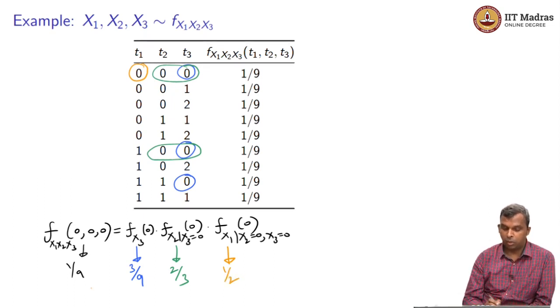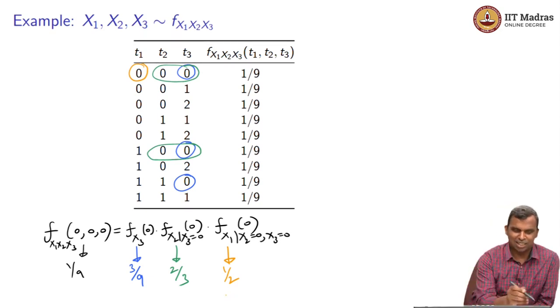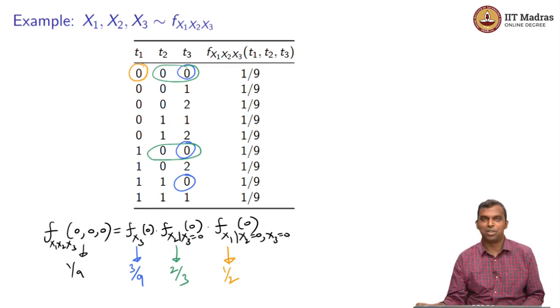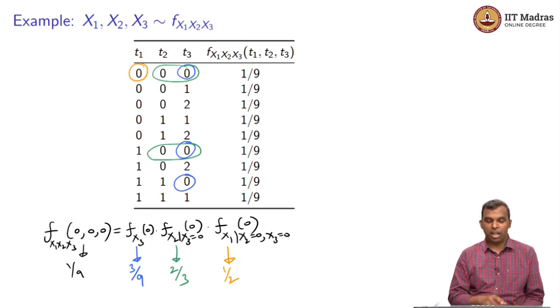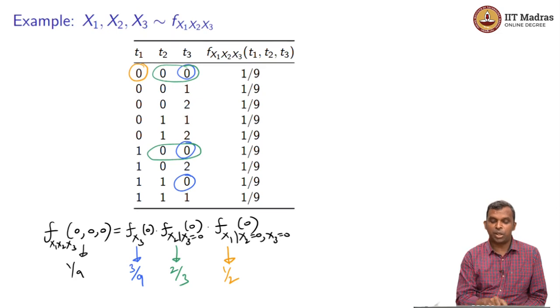Okay, and you can see 1 by 9 is 3 by 9 into 2 by 3 into 1 by 2. So it's easy enough to check this factoring. It has to be true, and I hope I convinced you that if you do it for any other value, I did it for 0, 0, 0, you can do it for any other value, you know, 0, 1, 1, 0, 0, 2, you pick your favorite value and try and practice this calculation. You'll see it will work out. Okay, so it's easy enough.